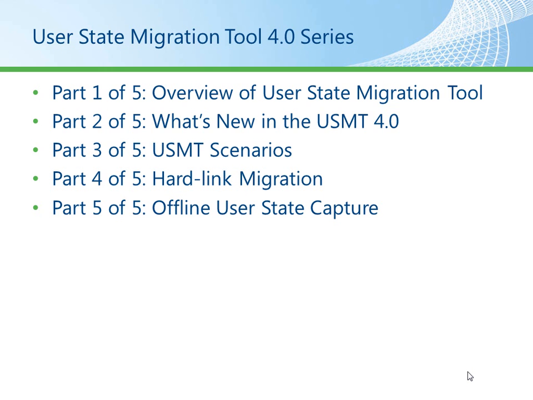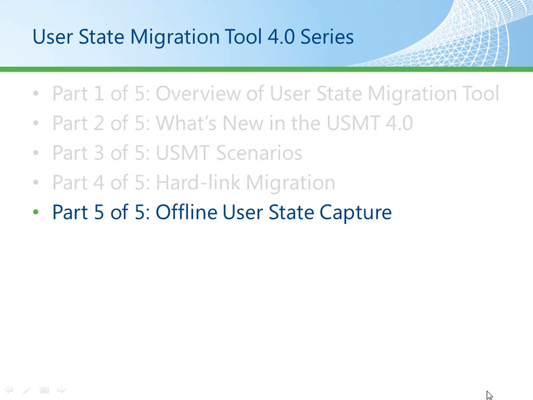The User State Migration Tool 4.0 series that we're doing here is split up into 5 parts. Part 1 is the overview of the User State Migration Tool itself. Part 2 is we'll take a look at what's new in the USMT 4.0. Part 3 is the USMT scenarios. Part 4 is the hard link migration. And then finally on Part 5 we'll take a look at using the USMT for doing offline user state capture. And today we're going to be finishing off with Part 5, taking a look at the offline user state capture.